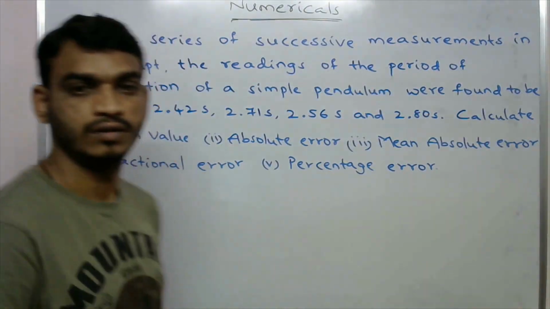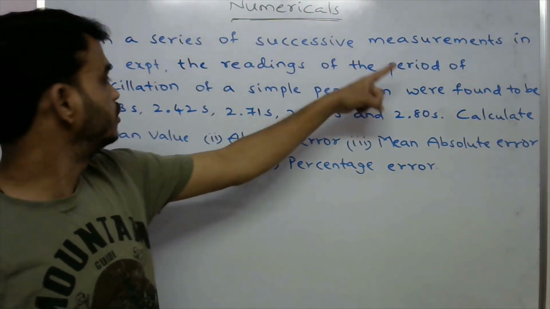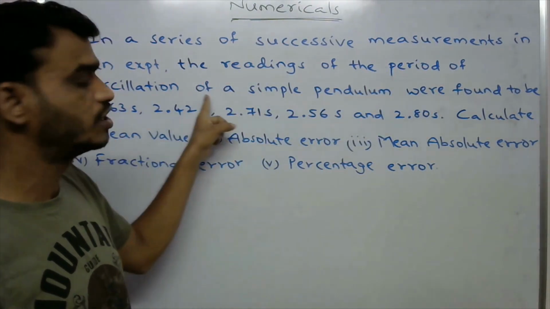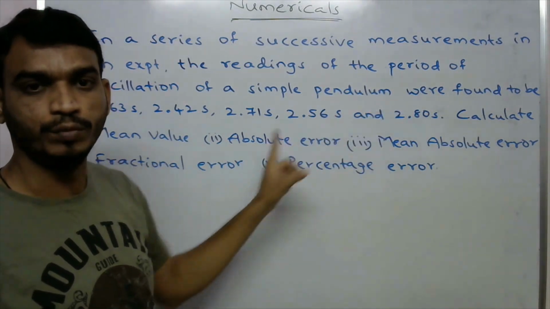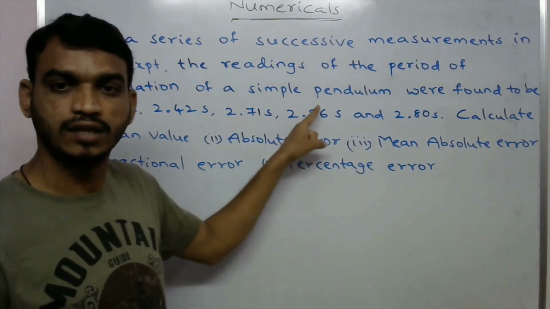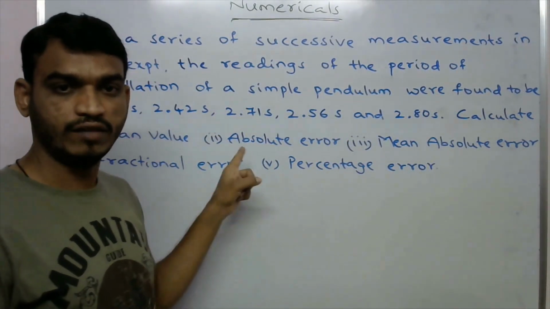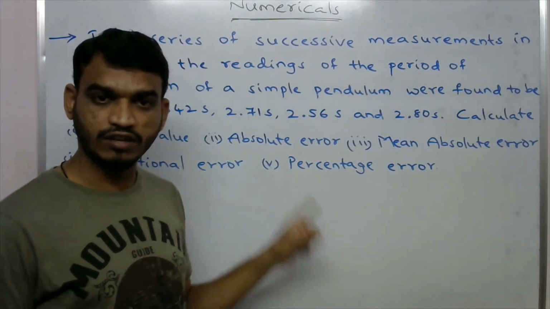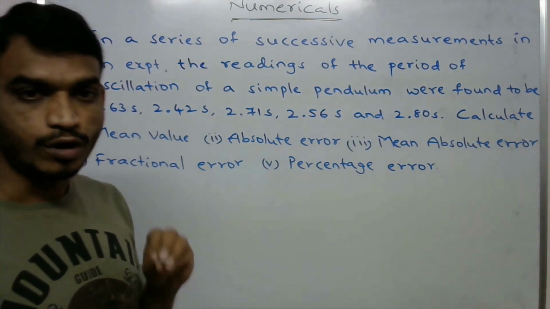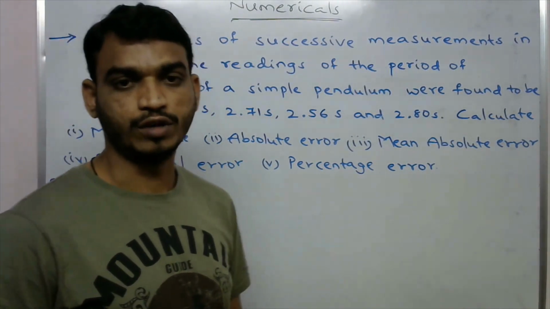Okay, so the second problem is, in a series of successive measurements in an experiment, the readings of the period of oscillation of a simple pendulum were found to be 2.63 seconds, 2.42 seconds, 2.71 seconds, 2.56 seconds, and 2.8 seconds. Calculate mean value, absolute error, mean absolute error, fractional error, and percentage error. Okay, so this problem is also the same as the first problem.